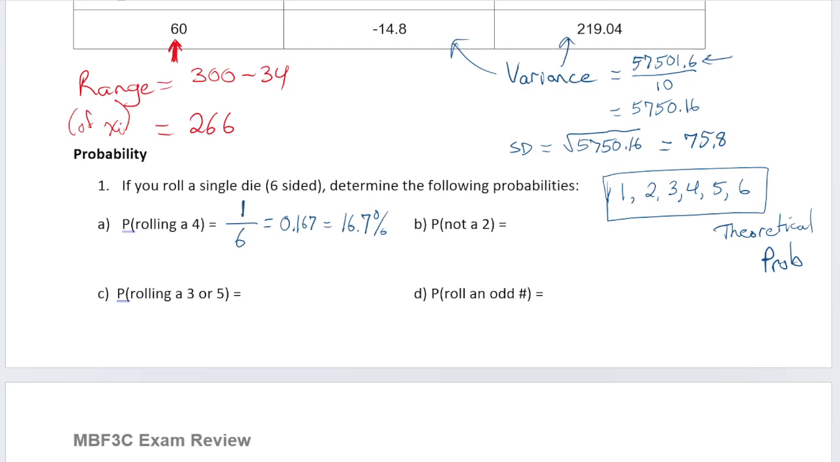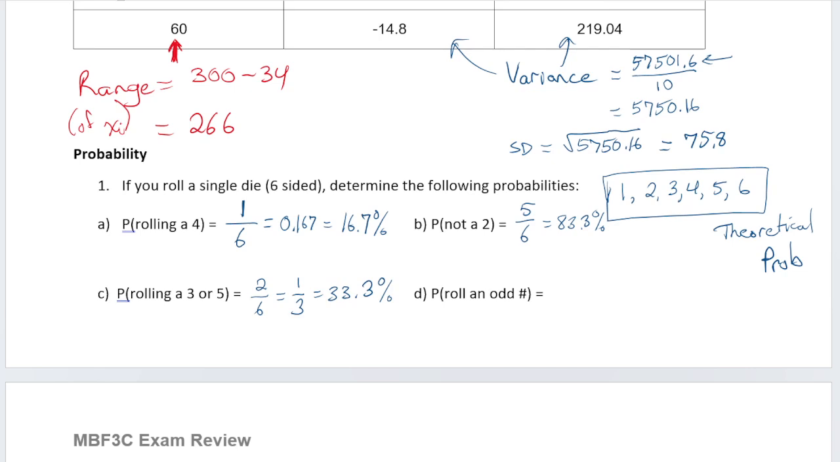So it's probability of not getting a 2. So that means a success would be a 1, or a 3, or a 4, or a 5, or a 6. So I get what I want 5 ways out of the 6 options. And that would be 83.3%. A 3 or a 5. Well, there's 2 ways to get that out of the 6. And we know we can reduce fractions. I can divide the top and bottom by 2 to get 1 in 3, or 33.3%.